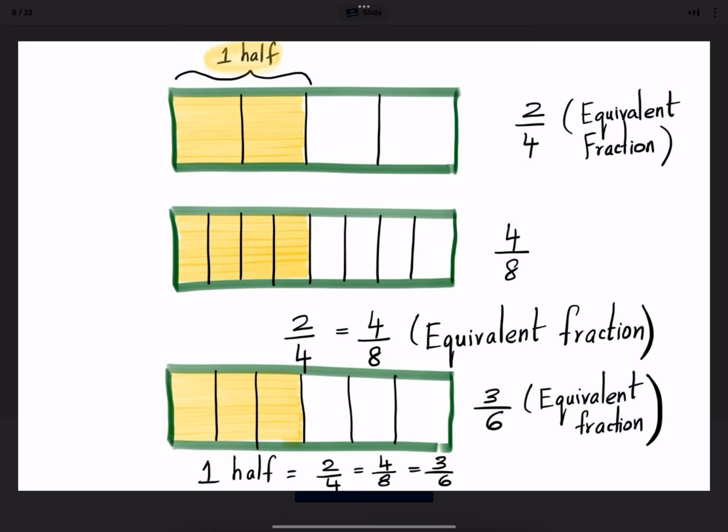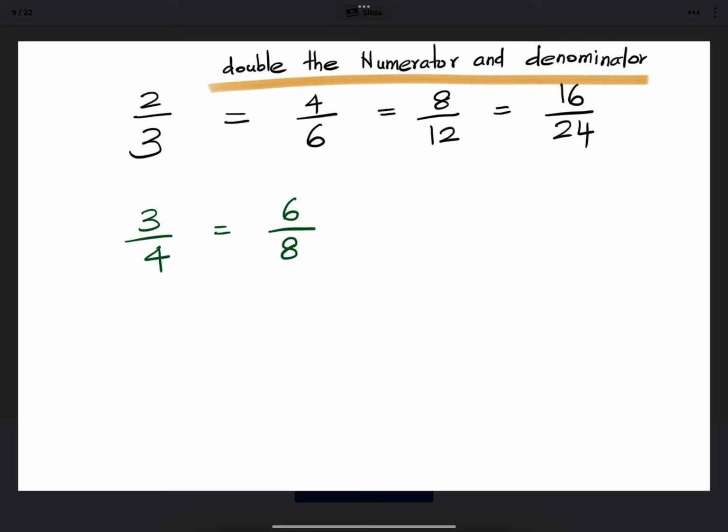Name the fractions that are equivalent to 1/2. 2/4, 4/8, and 3/6 are equivalent to 1/2. Do you know if you double the numerator and the denominator you can make more equivalent fractions?